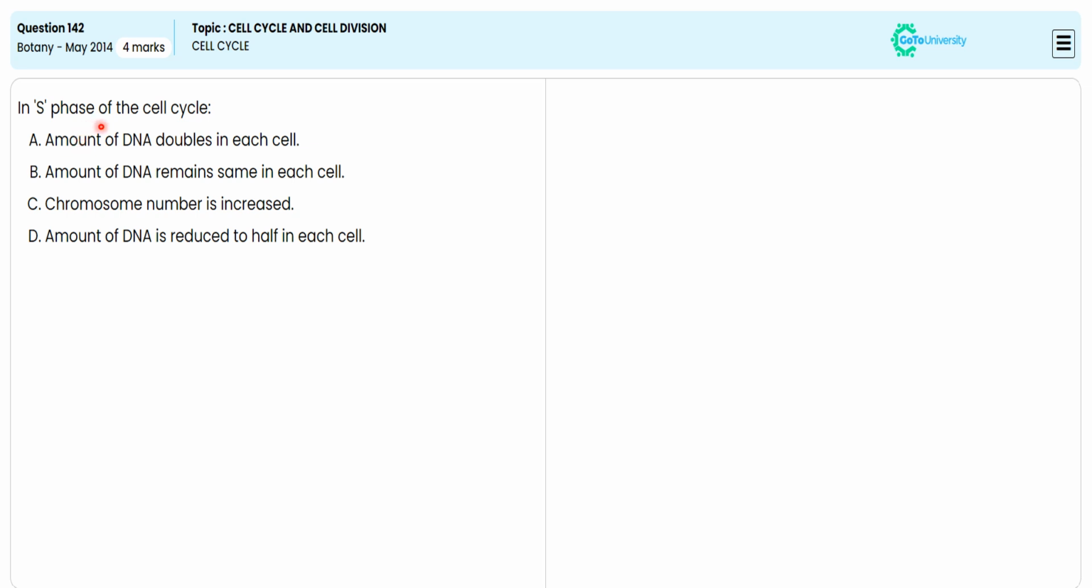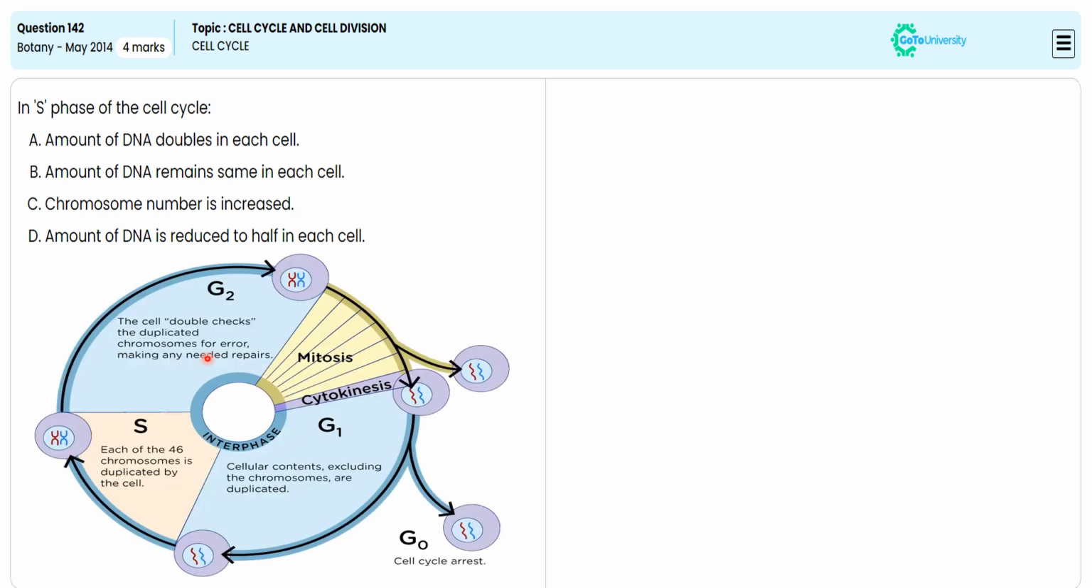In this objective question, from the given options, they are asking us to specify the correct option illustrating the synthetic phase of the cell cycle. For this, let me explain the cell cycle with this pictorial representation.